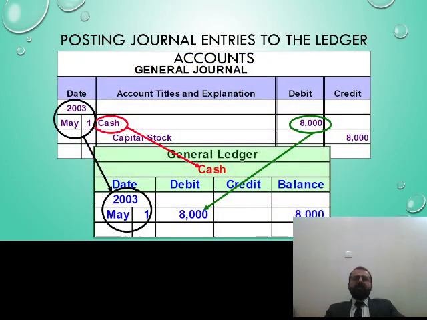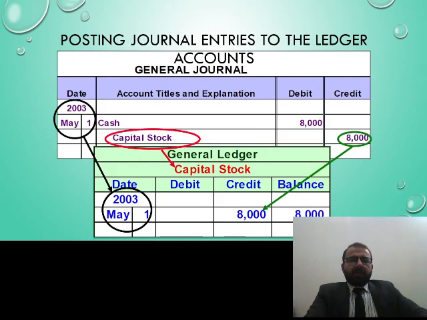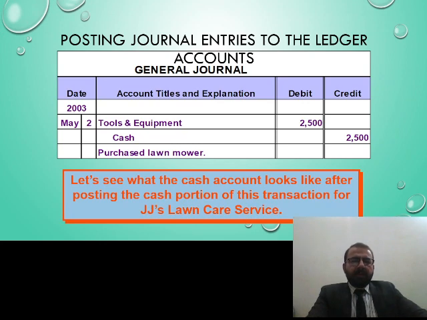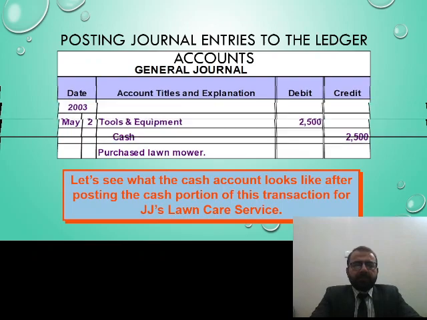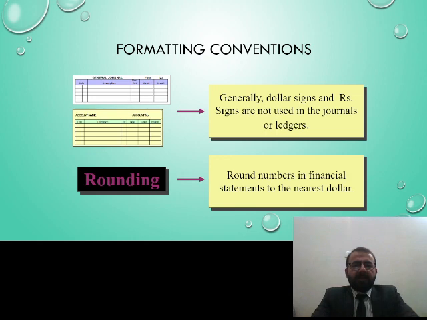Posting journal entries to the ledger accounts. Let's see what the cash account looks like after posting the cash portion of this transaction for JJ's Lawn Care Service. This ledger format is referred to as a running balance, as opposed to simple T accounts.